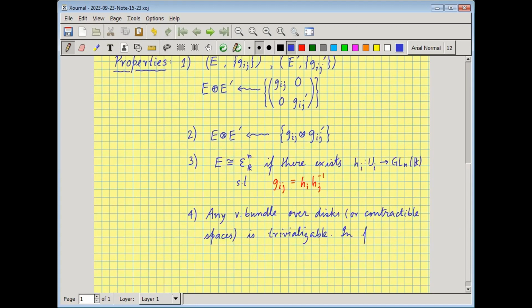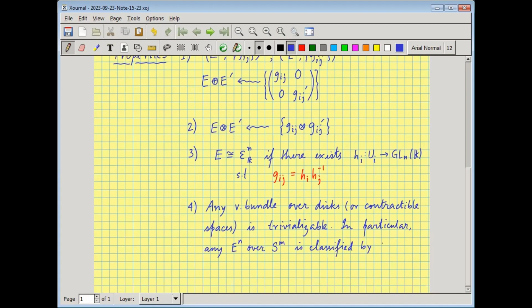So in particular, and this was, I think, used in the last term. Any E over Sm, the E of rank n, let's say, where Sm is classified by a map of the form f, which goes from the equatorial sphere to GLn(K). Okay. So I'd like to just make one remark here.